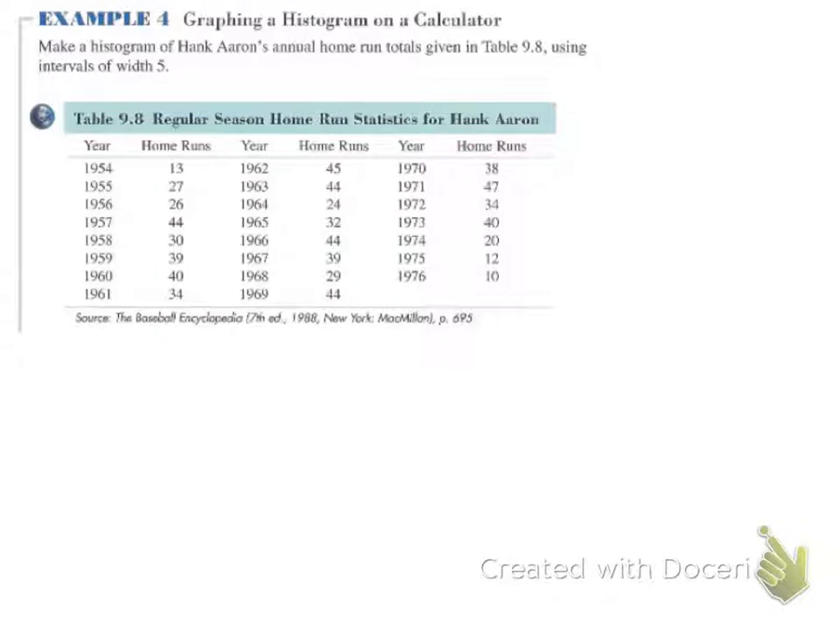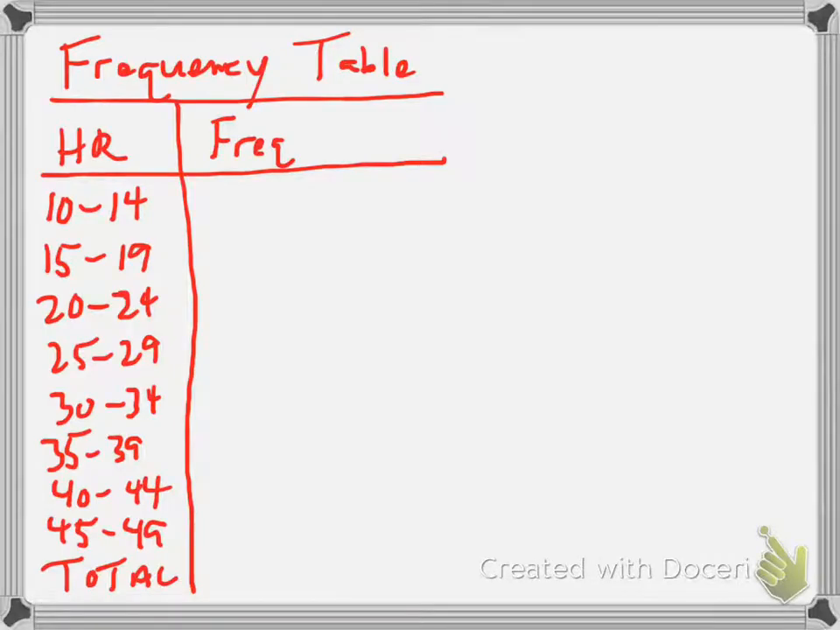Okay. Now, last one, it says make a histogram. Okay, so the first thing we want to do on the histogram is, these are his annual totals. So what we want to do is we want to make a frequency table first. Okay, and so what I've done is I've grouped it up by every 5 home runs. So from 10 to 14, 15 to 19, 20 to 24, and so on.